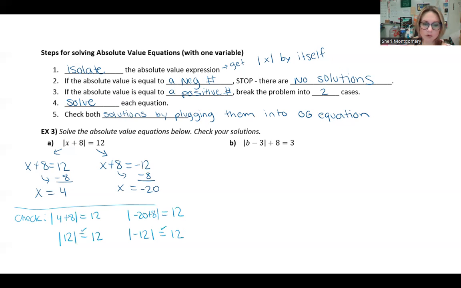Yeah, so it works. So I can go through and I can box both of my solutions. They both work. You could also write them as a list. X is equal to 4 comma negative 20. X is equal to negative 20 comma 4. Any of those things work.